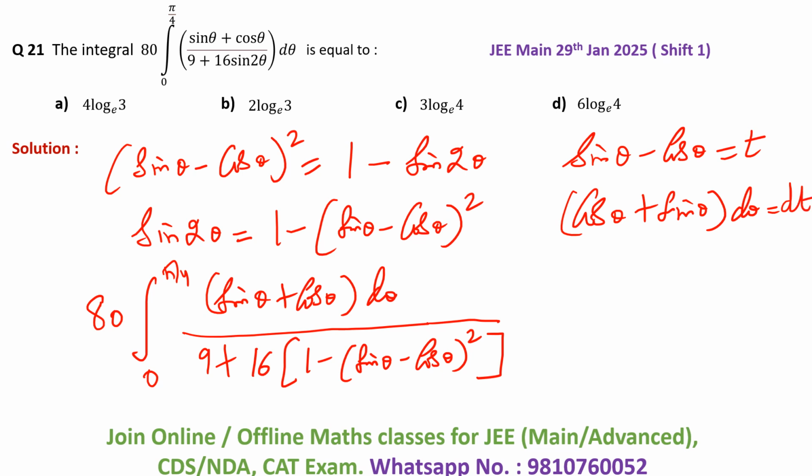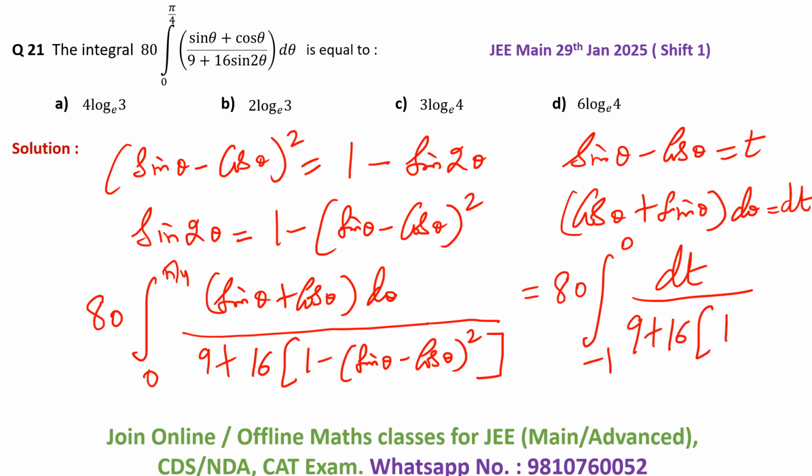Right? So this means the integral becomes 80 times. Now the limits will also change. When theta is equal to 0, then t will be equal to -1. And when theta is equal to pi by 4, then t will be equal to 0. And in the numerator, sine theta plus cos theta d theta will be just replaced by dt. In the denominator, we will be having 9 plus 16 times 1 minus t square. Right? Now students, we move further.